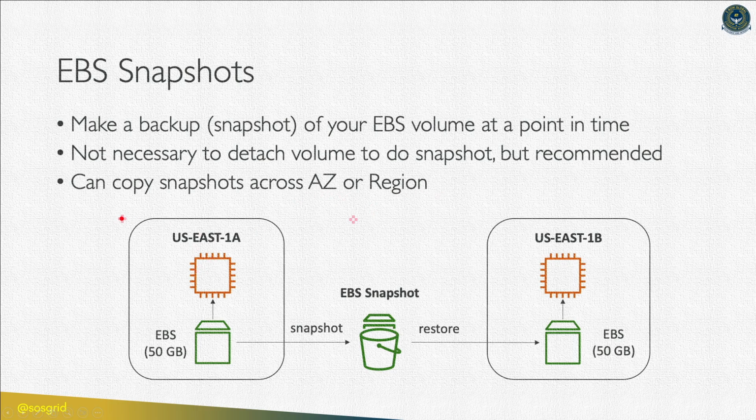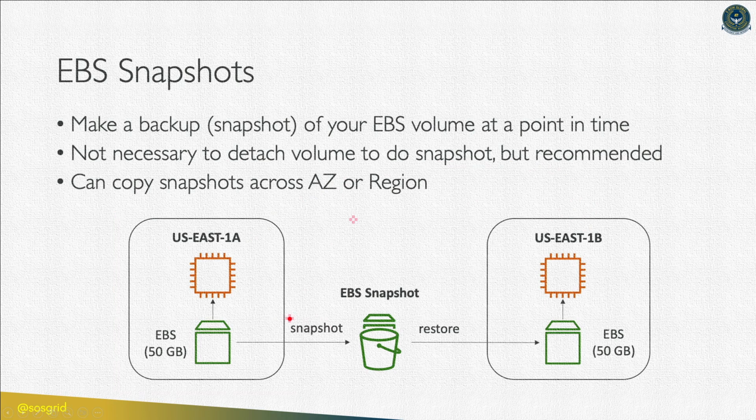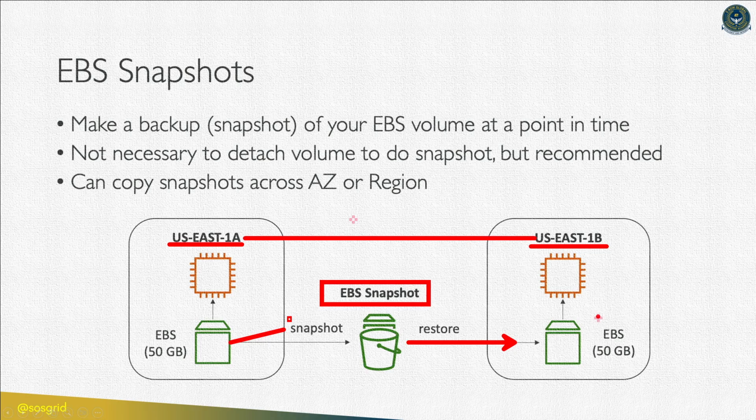And this is an example here. In this region, in EU West 1A, this is the EC2 instance, which has a volume of 50 GB. If you want to push it down to EU West 1B, maybe you need a copy of it. What you can do is make a snapshot of this particular volume. And when you make an EBS snapshot, you can decide to restore it in a different availability zone. So you can see the availability zones are different. That's the power of a snapshot.